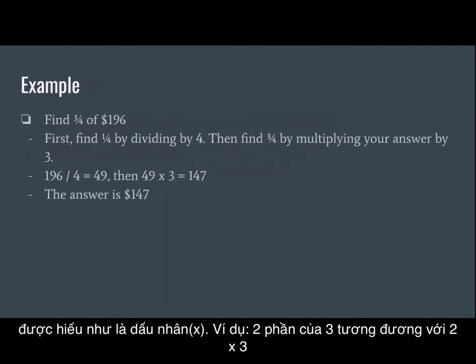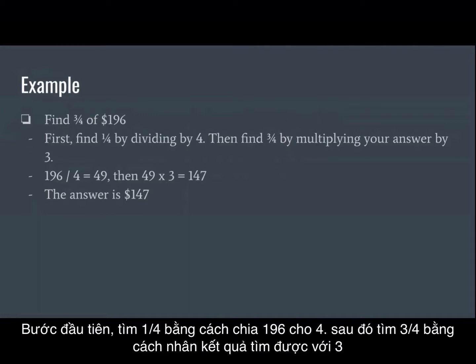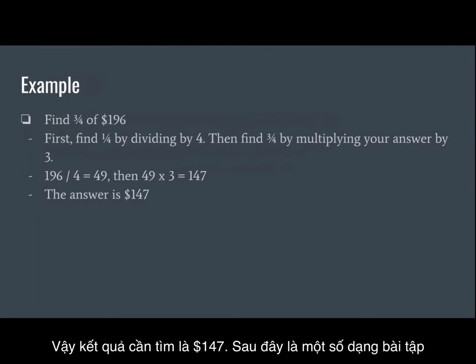So here's an example. Find 3 over 4 of $196. First find a quarter by dividing by 4, then find 3 over 4 by multiplying your answer by 3. 196 divided by 4 is equal to 49, then 49 times 3 is 147. So the answer you need is $147.